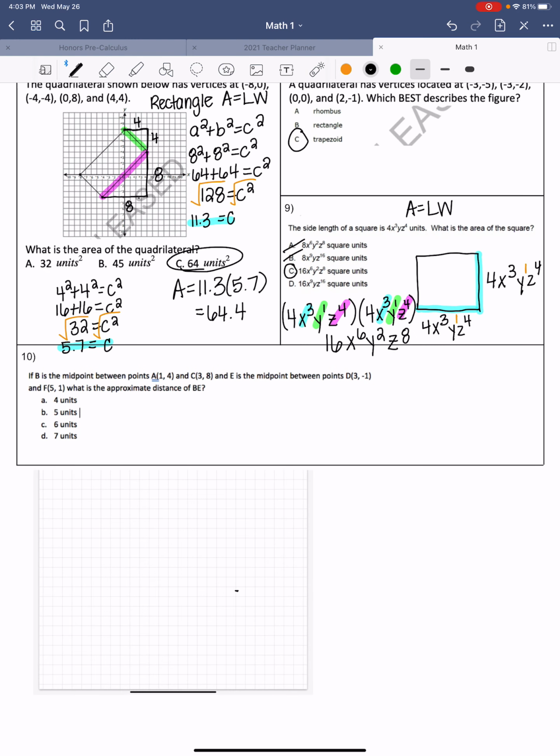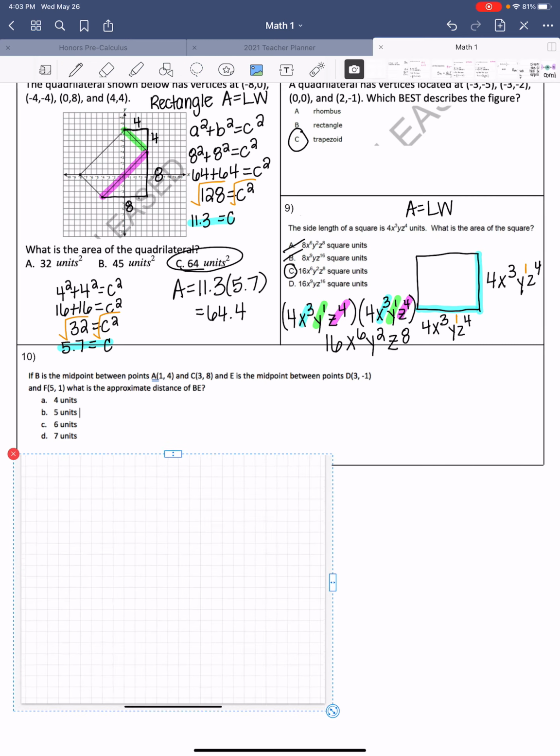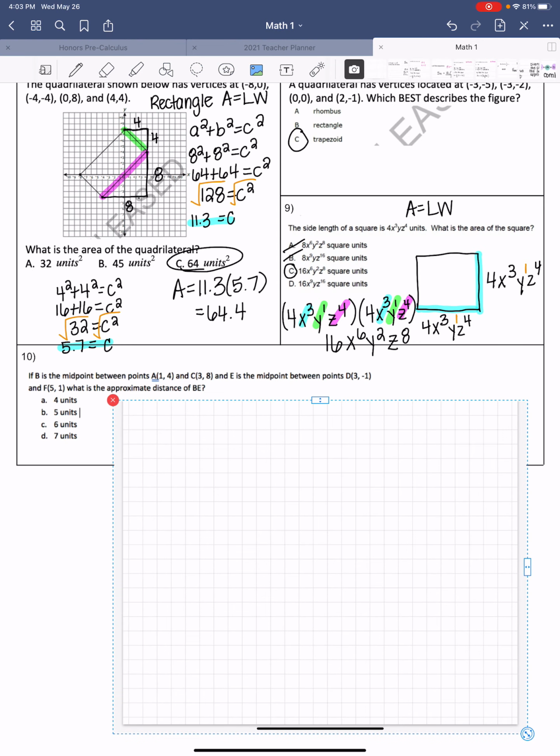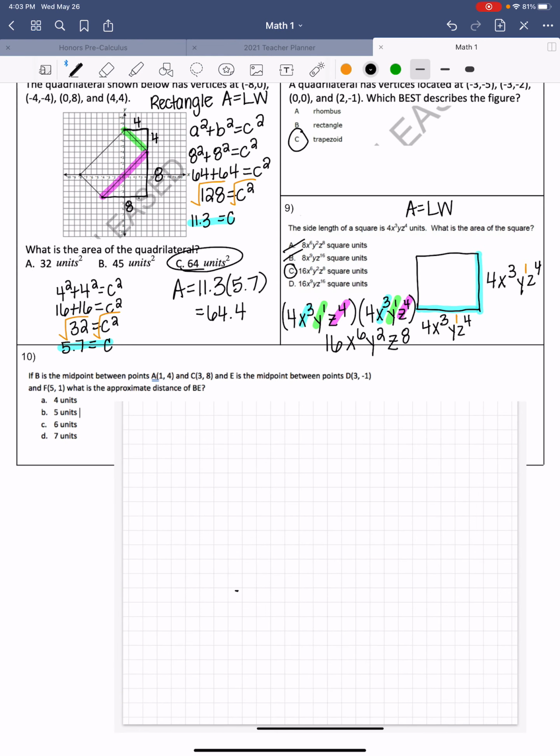So we have A is at 1, 4. So let's go ahead and let's make this a little bit bigger. All right, so let's make our coordinate plane. Okay, so 1, 4. There's 1, 4, and that's going to be A. Then we have C. C is located at 3, 8. So 3, 1, 2, 3, 4, 5, 6, 7, 8. So here's C at 3, 8.